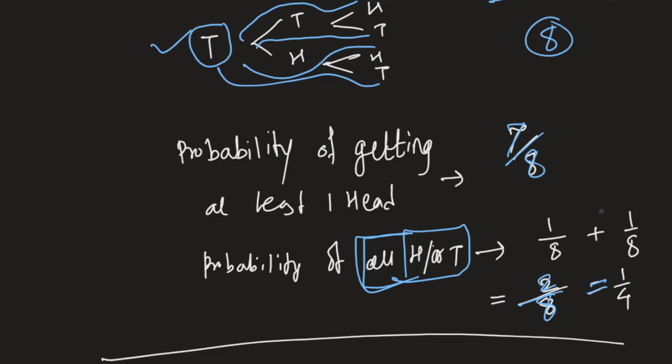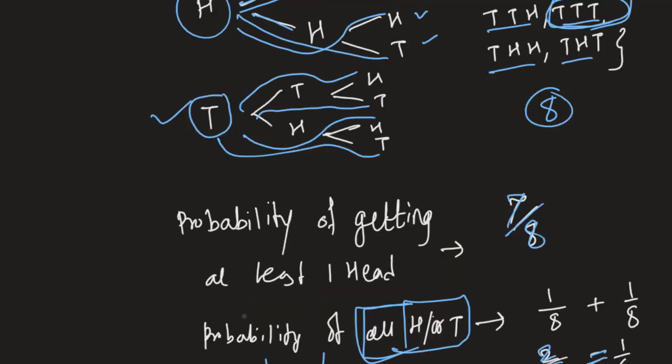Or you can also take the individual probabilities of getting all heads, which is 1 by 8, and the probability of getting all tails, which is 1 by 8, and then take the sum of that. So to solve these problems of probability, all you have to do is find the total sample space, get the count of that, and then find the sample space for the desired event, get the count of that, and then just take the division.